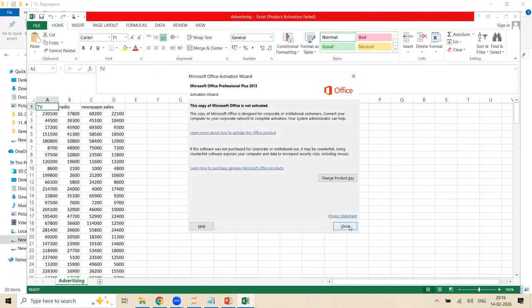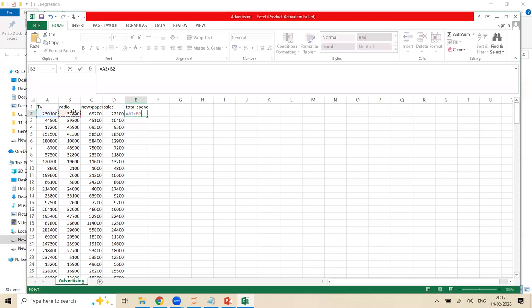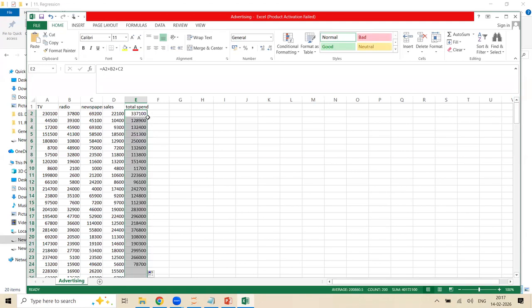In this data set, we are going to create a new column. What is the new column? It is called total spend. That is the new column name. And this new column is nothing but adding this one plus this one plus this one. We are going to add these three, and this is our new column called total spend.